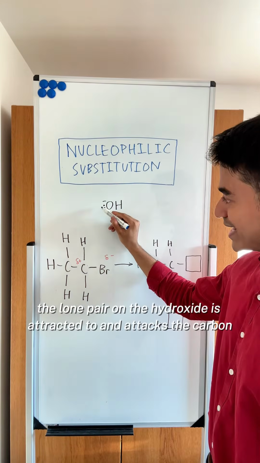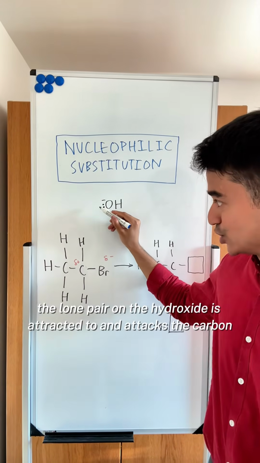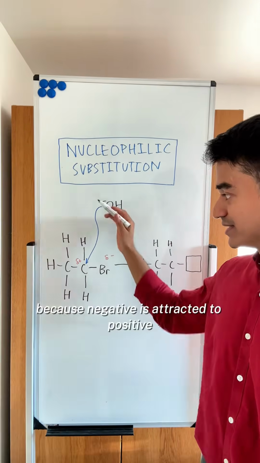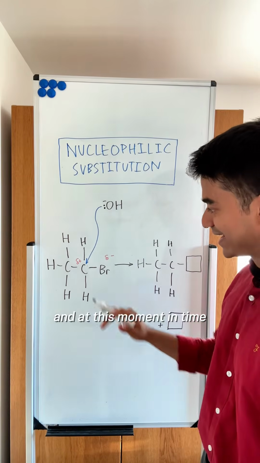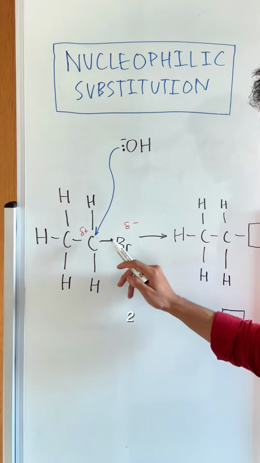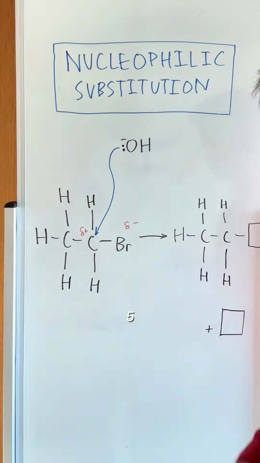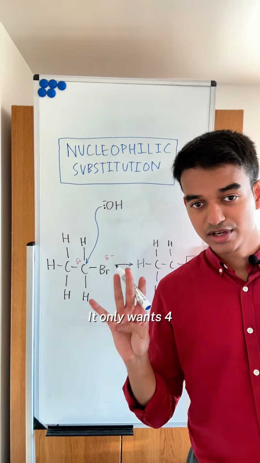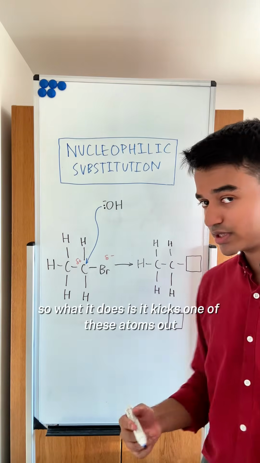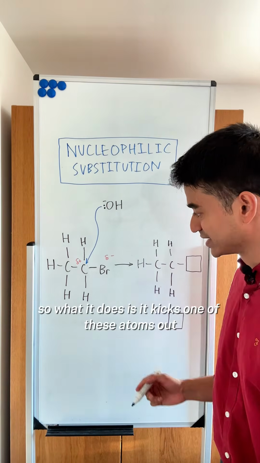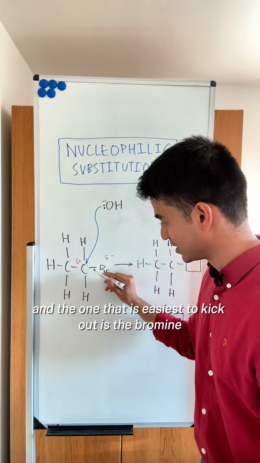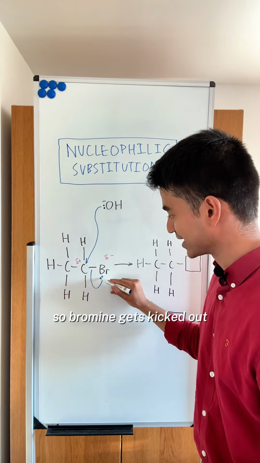The lone pair on the hydroxide is attracted to and attacks the carbon, right? Because negative is attracted to positive, and at this moment in time, carbon has 1, 2, 3, 4, 5 bonds. 5 bonds. It only wants 4. Carbon usually only makes 4 bonds. So what it does is it kicks one of these atoms out. And the one that is easiest to kick out is the bromine. So bromine gets kicked out.